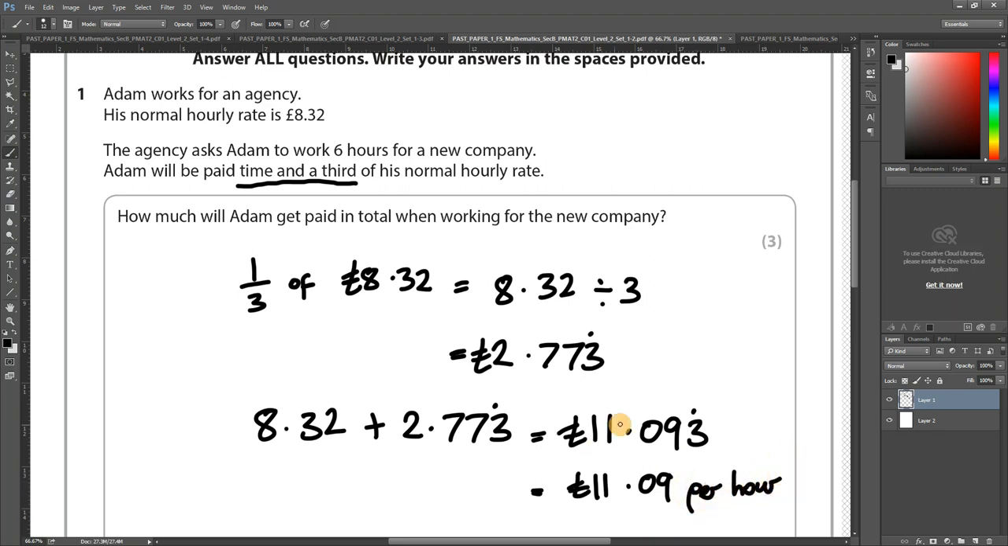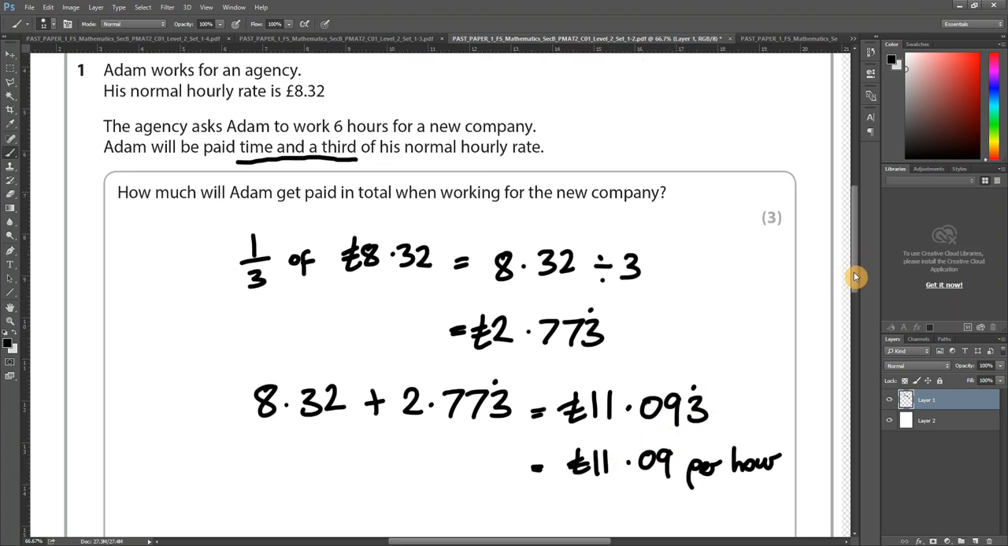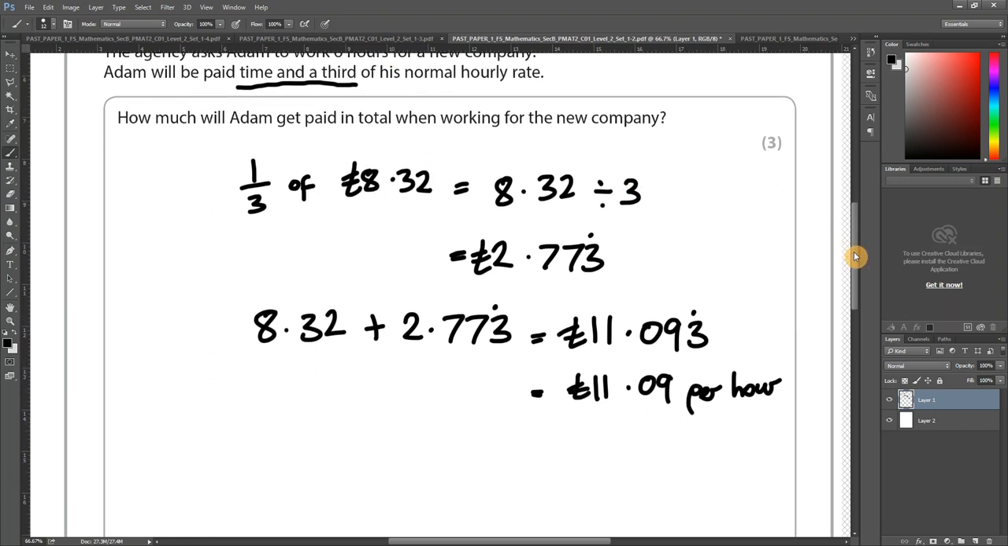So I think it's a good idea to make a note of that, just to show them what you're using for your hourly rate now. And because it's going to be for 6 hours, you're going to have to times that by six. So for 6 hours, that times six gives you £66.54. Yeah, that's your final answer.